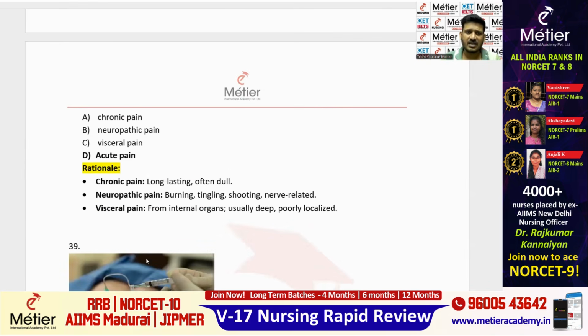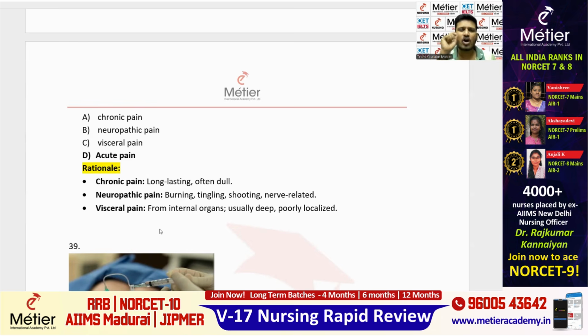Other than that, visceral pain is there. Visceral pain means what? The pain of the internal organs. It is usually deep and poorly localized. You cannot localize the pain to one area because this pain is from the internal organ. It will be generalized.